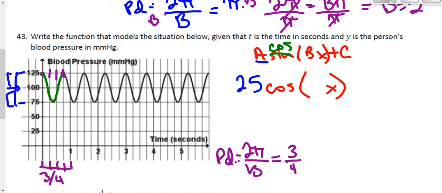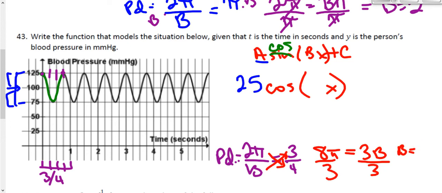Now, I have a fraction equals a fraction here, so the easiest way to solve this is going to be to cross multiply. So 2 pi times 4 is 8 pi, equals b times 3, which is 3b. So to solve for b, all I have to do is divide both sides by 3, and I see that b is 8 pi over 3. So 8 pi over 3 is going to be the number we're going to be putting up here for my b value.